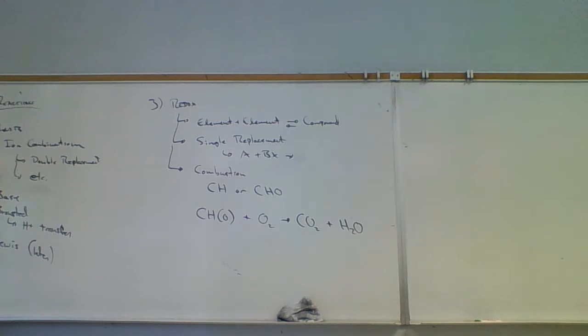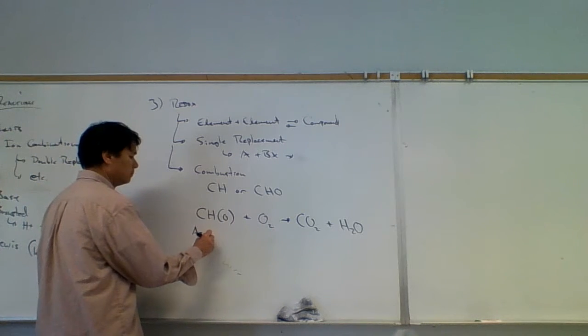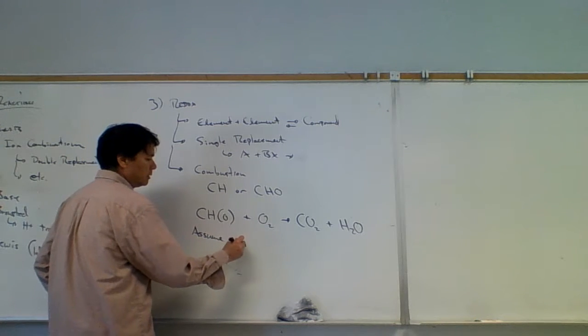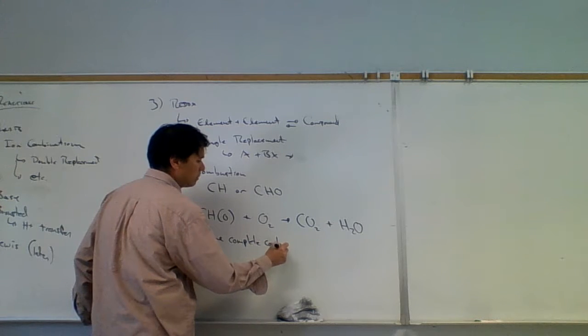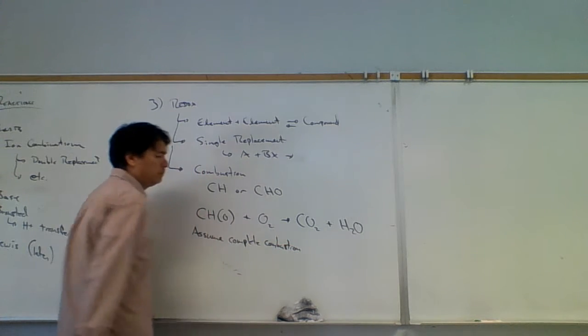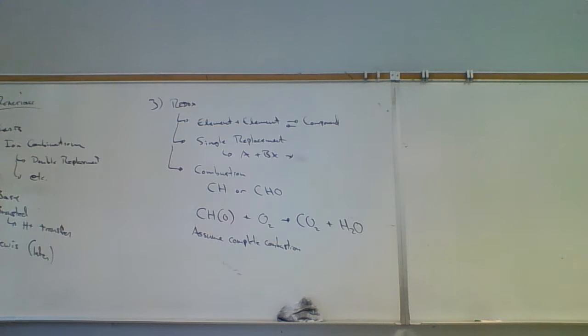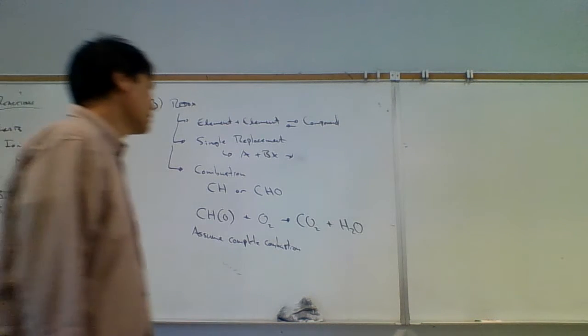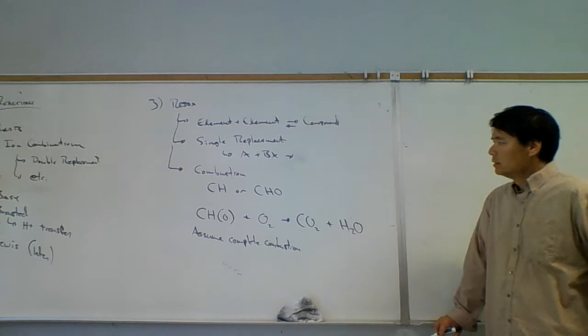And so we just balance it. This would be for complete combustion. We assume complete combustion. It doesn't have to be complete combustion. We could form carbon monoxide, we can form soot particles. That would be incomplete combustion. But for purposes of predicting the products and balancing, we'll assume it goes all the way to CO2. That's combustion.